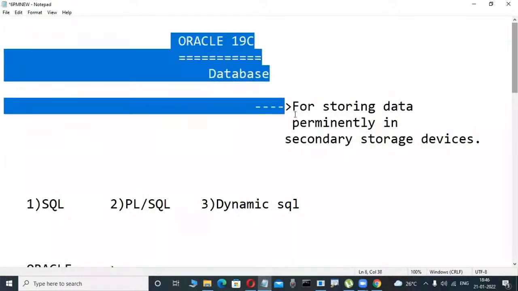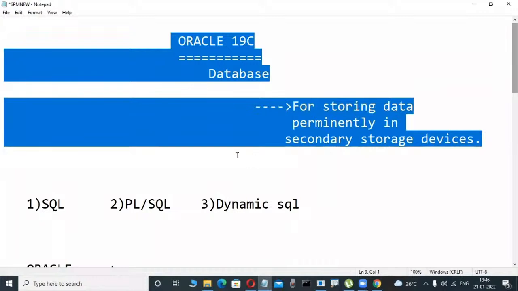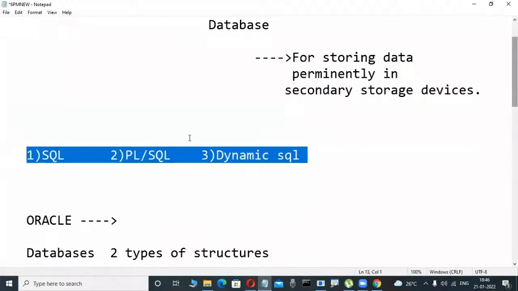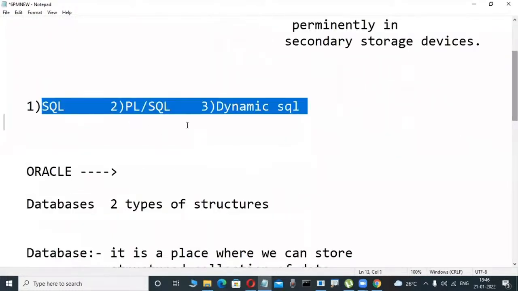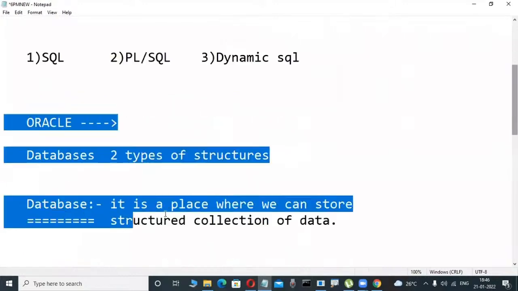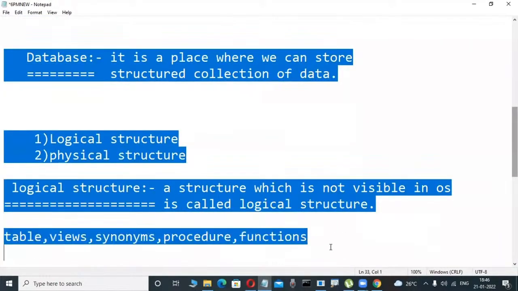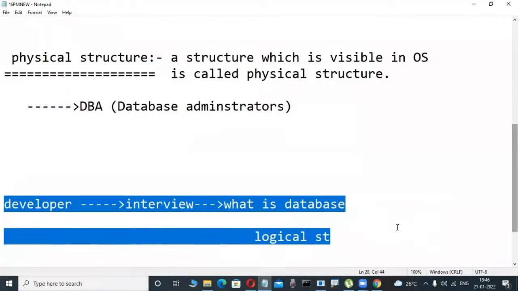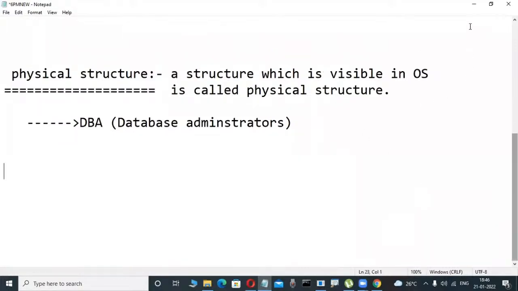If you want to operate this Oracle software, we are using SQL, PL/SQL, and dynamic SQL languages. Anywhere we learn an Oracle course, these three things are taught. That is a very small thing I'm telling. Okay, fine. Now check it out.